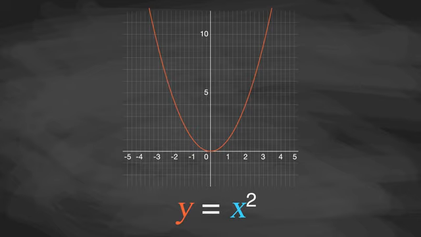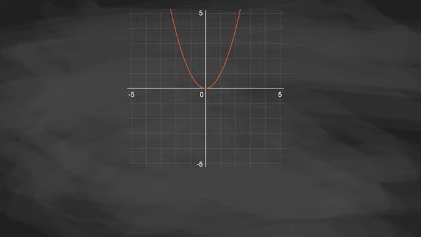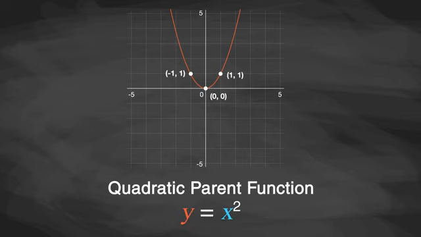Quadratic graphs are U-shaped. The parent function of a quadratic equation is y equals x squared. It is important to remember what points lie on the parent function of a quadratic graph so that when you need to write an equation for a quadratic graph with the points (-1, 1), (0, 0), and (1, 1), you will know the equation is y equals x squared.